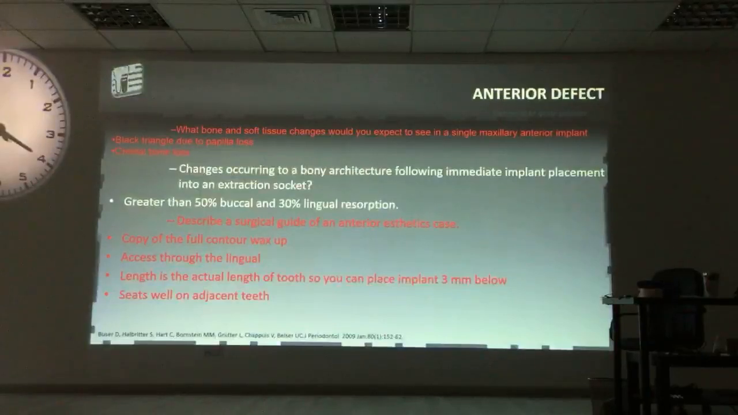All right, who has the mic? Can you read the question and the answer, whoever answered? What soft tissue changes would you expect to see in a single maxillary anterior implant? Wait, who answered? Nashad answered. What did you answer? No, what did you answer before? Okay, say the answers you said. Now read this one. The answer.